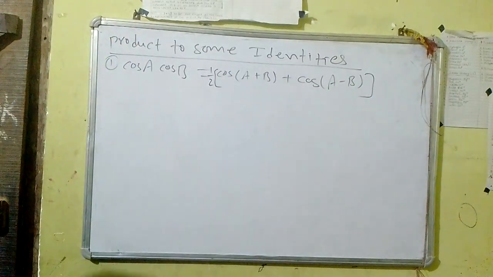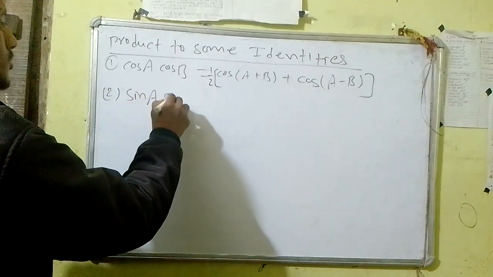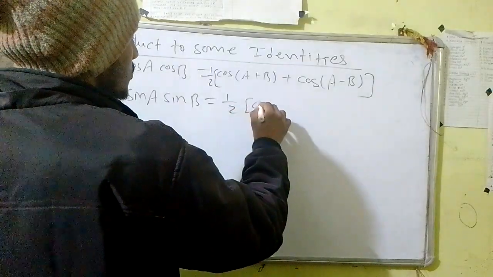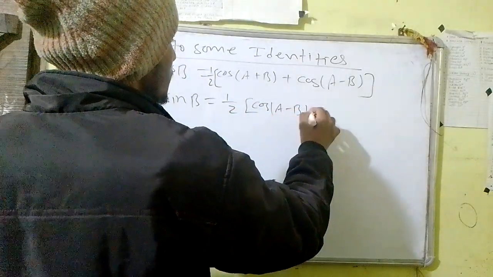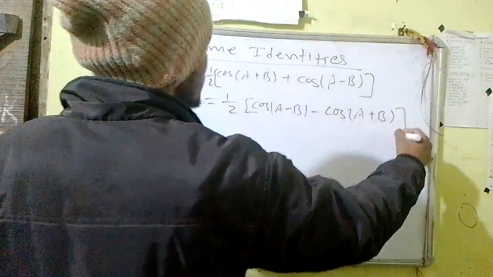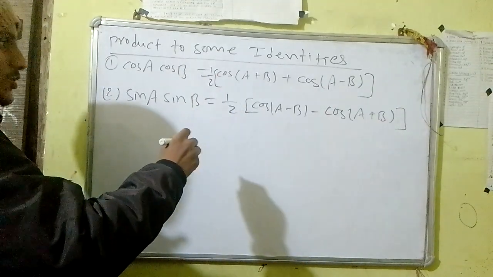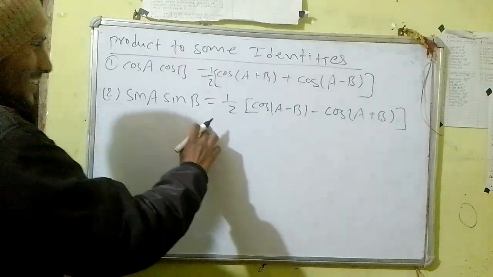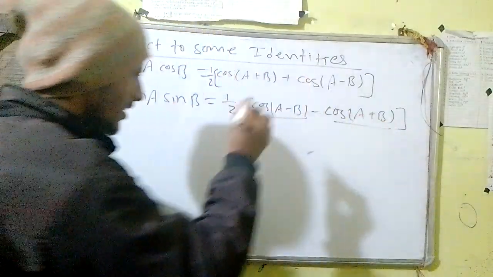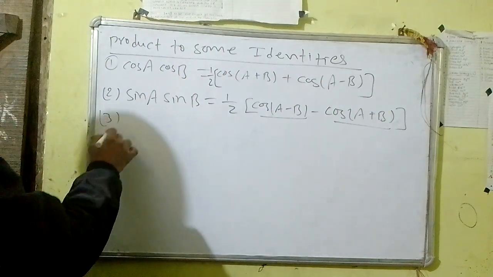Let's talk about the next one. The next one is sine A sine B. We're going to do it quickly. This is equal to half, and this will be cosine A minus B minus cosine A plus B. So how do you remember this? You have to remember that this happens when you have a minus sign between the identities, and as this has to do with cosines, you have to swap it. I remember it like that, but you can form your own way to remember this as well.